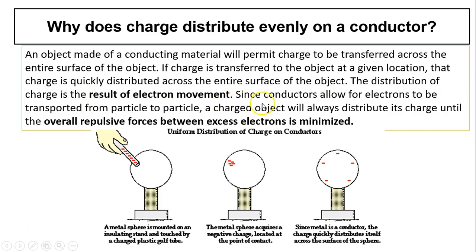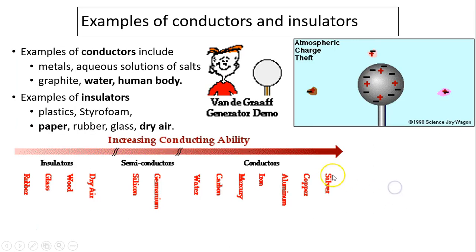But why is that? Since a conductor allows electrons to be transported from particle to particle, the charged object will always distribute its charge until the overall repulsive force between the excess electrons is minimized. That is why, because it wants to minimize the force between everything. So the net force on each one becomes zero, so it can't move anymore. Okay, that's why, to minimize the force.